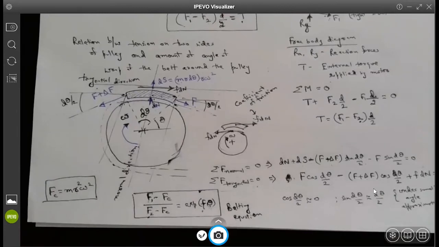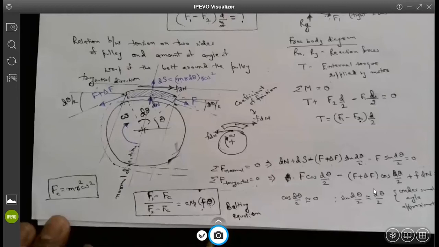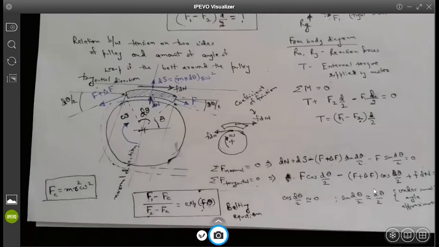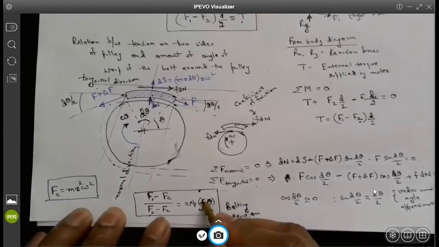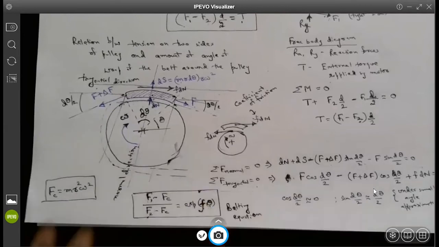Let me know if you are following all the symbols mentioned in this expression. The variable in the exponential, is that a small f or a big F? It is small f. Small f times the angle of wrap. Okay.